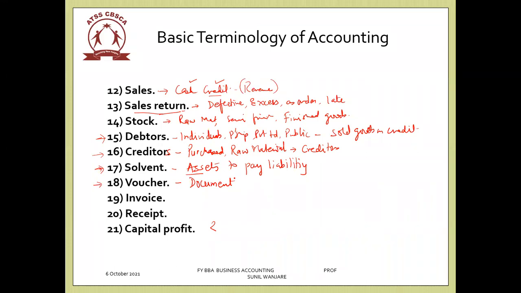So voucher is any document where you are narrating a financial transaction. Narrating any financial transaction is called as a document. Any document which narrates a financial transaction is called as a voucher.